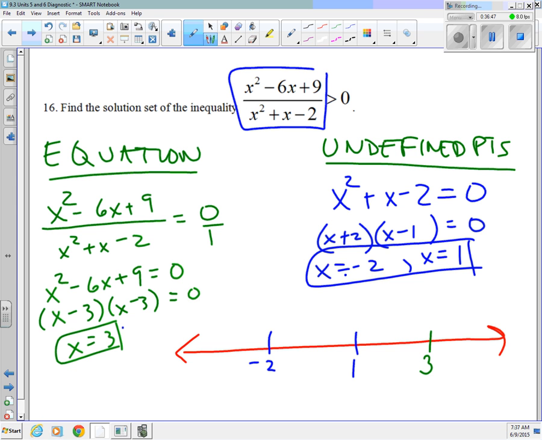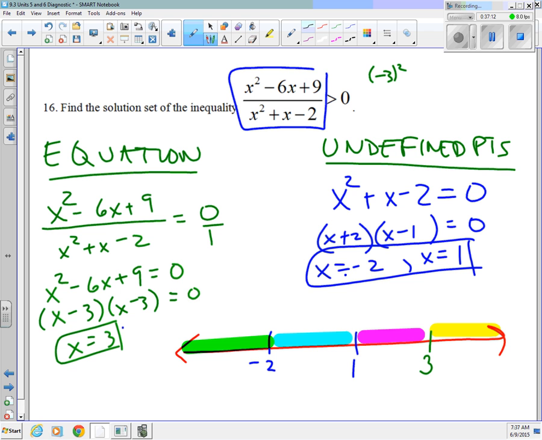And now what I can do is plug test values into the inequality. So I want to take negative 3, for example. Actually, let me highlight. I'm going to break this number line up into chunks, and I'm going to test each chunk. So here are my chunks. Okay, so I'm going to test the green chunk. I'm going to plug in x equals negative 3.